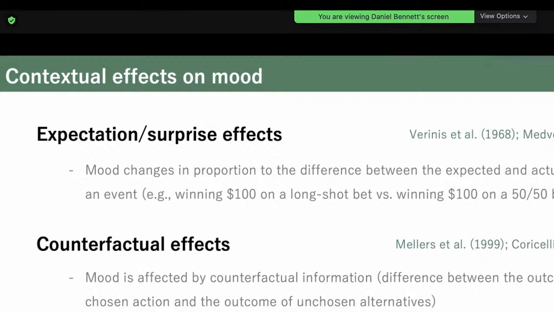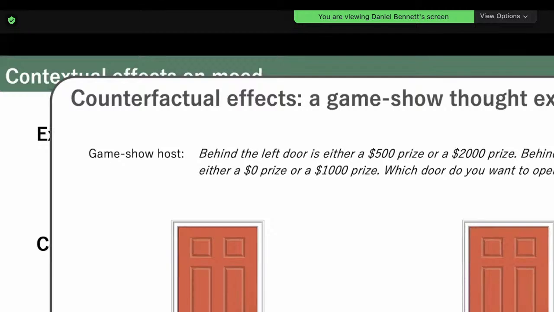Another one that I'm particularly interested in, and maybe we should talk about this afterwards, because it links with some counterfactual learning tasks that I'm interested in, is the effect of counterfactual information on mood. Counterfactual information is knowledge about what would have happened if you'd done something different. So let me make that more concrete. Here's a little game show example, and I'm really glad I can present in person again, because I can actually ask people to raise their hands in response to things.